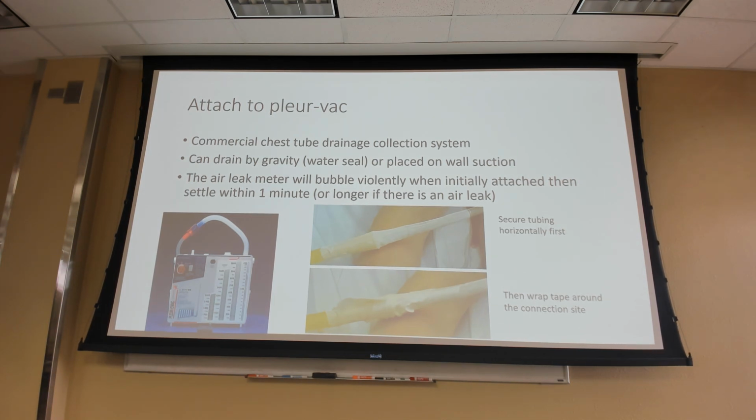And then we attach it to the chest tube, and then we secure it typically with 3-inch silk tape, and we tape a lot. Throw a lot of tape on there so it doesn't come undone.